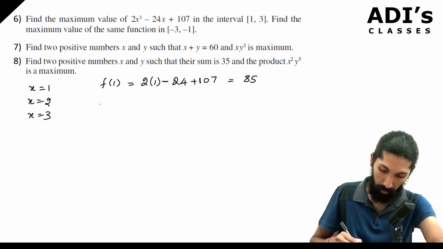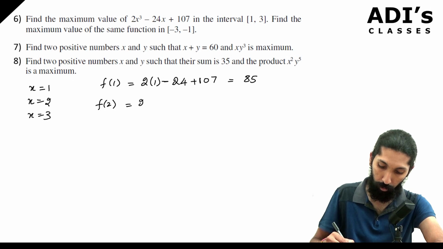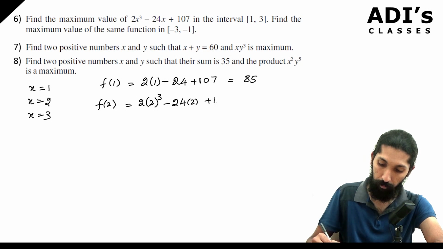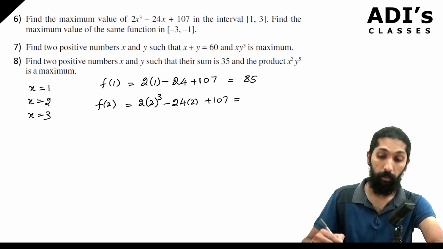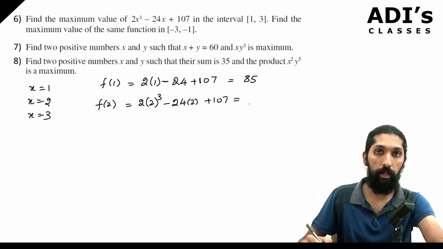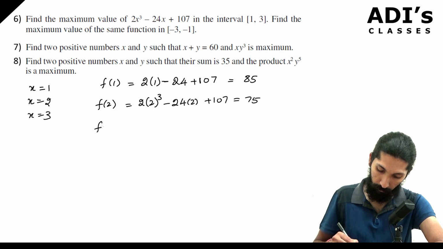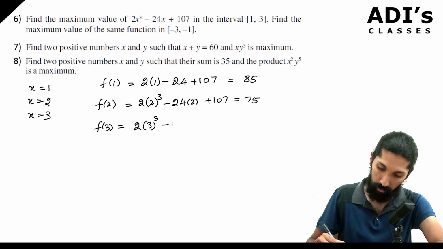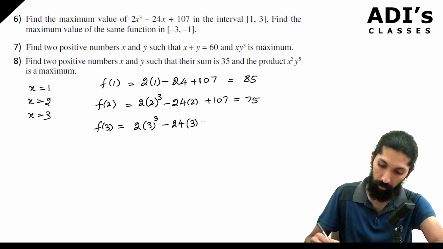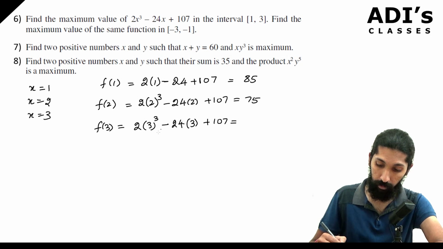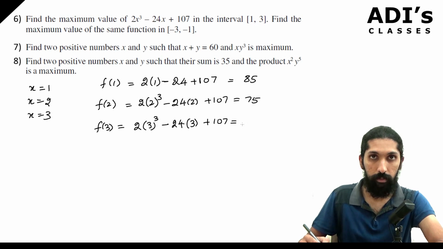Next we'll do f of 2. 2 into 2 cube minus 24 into 2 plus 107. Correct? So this if you do, you're going to get the answer as 75. Now the next one is f of 3. 2 into 3 cube minus 24 times 3 plus 107. Correct? So here you have 27 times 2, 54 and all. Right? So now this if you solve, you'll get the answer as 89.